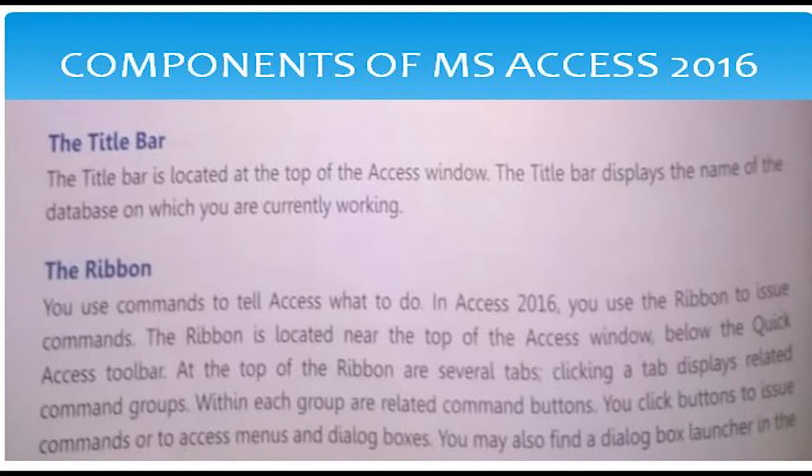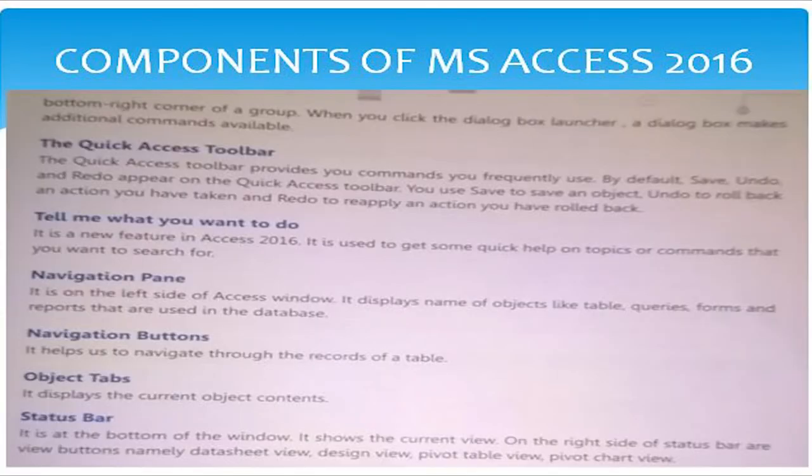Next one is ribbon. Ribbon means you can command to tell Access what to do. In Access 2016, you can use the ribbon to issue commands. The ribbon is located near the top of the Access window, that means below the title bar, and you can observe here. Just now I showed you.